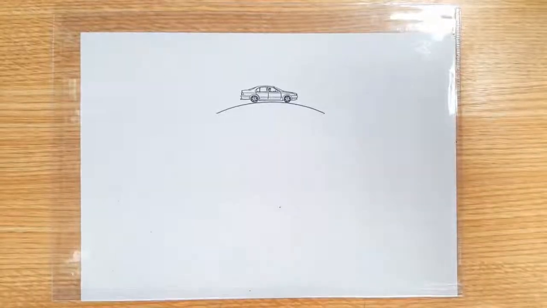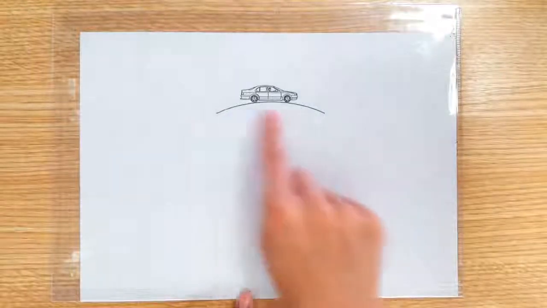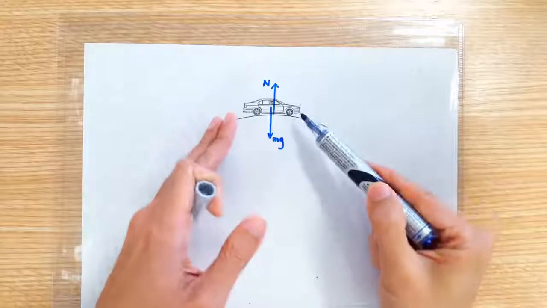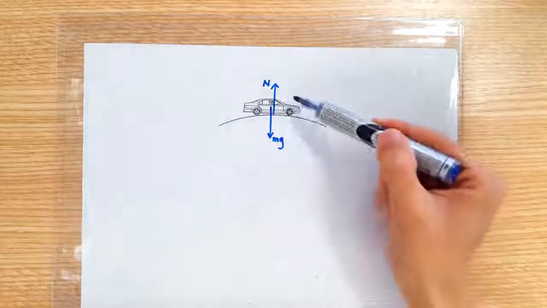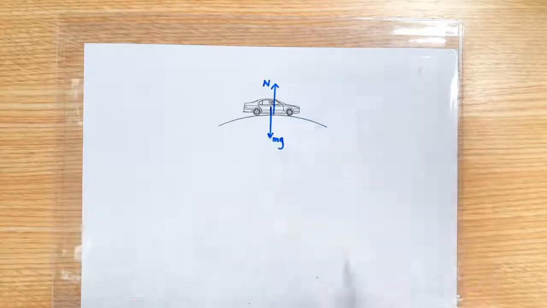Hello, in this video I'm going to explain how come a car can become airborne when it drives too fast over a hump. Let's start with the car stationary on the slope. Since net force is 0, the normal contact force must match the weight of the car exactly.